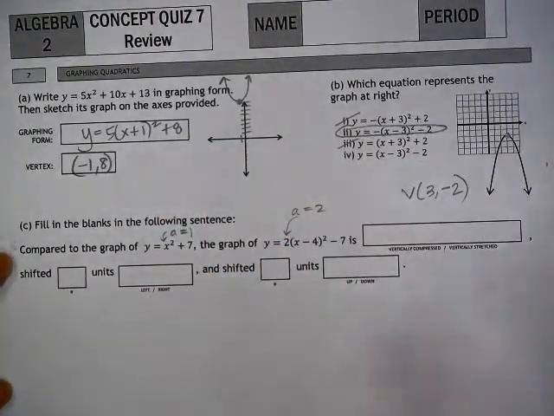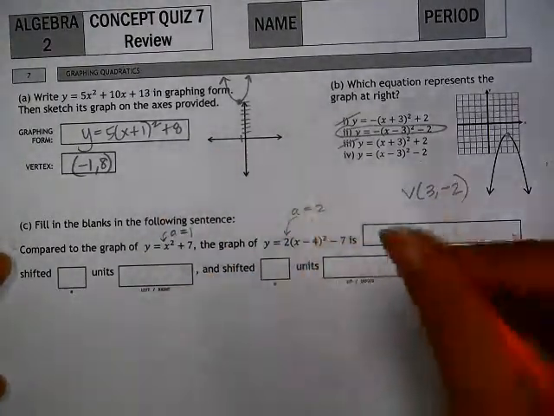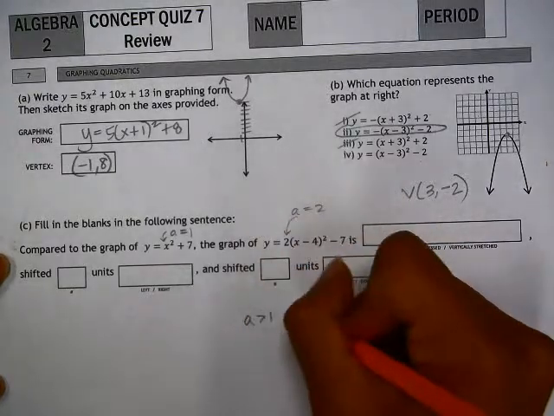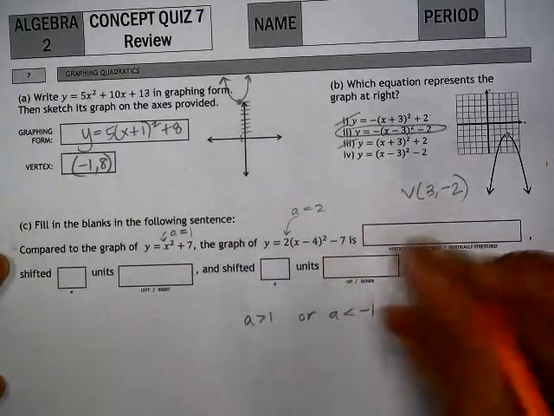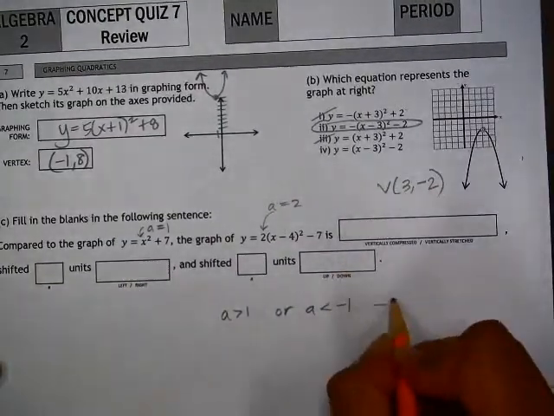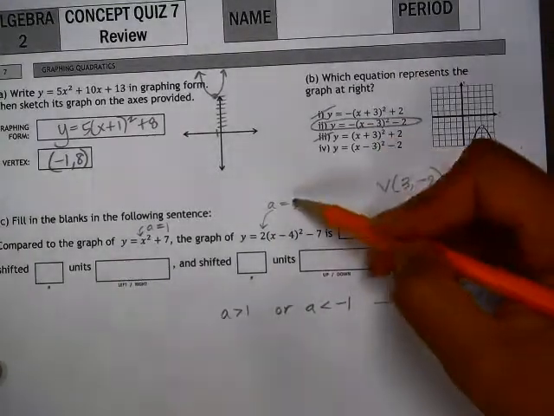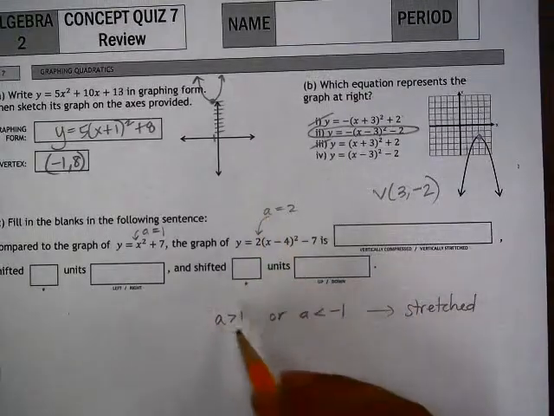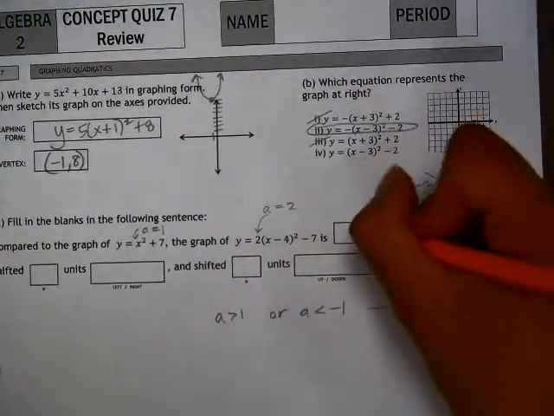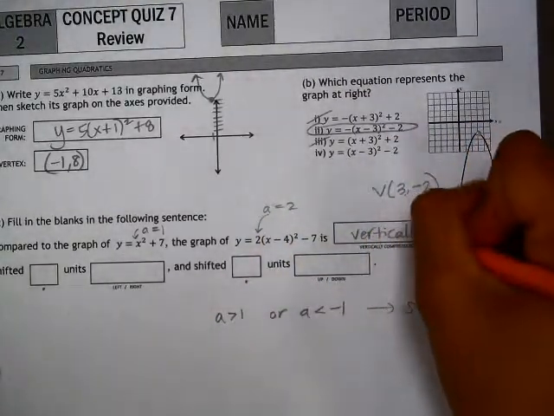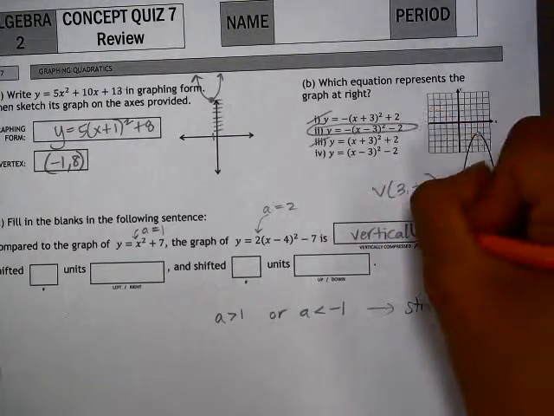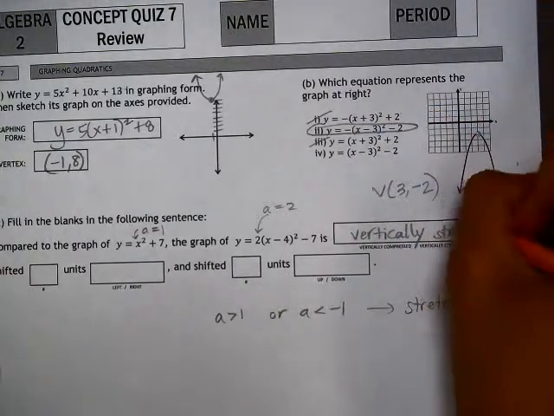We know that if our a value is greater than 1 or less than negative 1, we're going to have a graph that is stretched. So in this case, since a is greater than 1, we have a graph that is vertically stretched, not compressed.